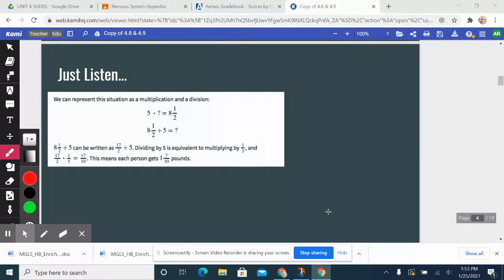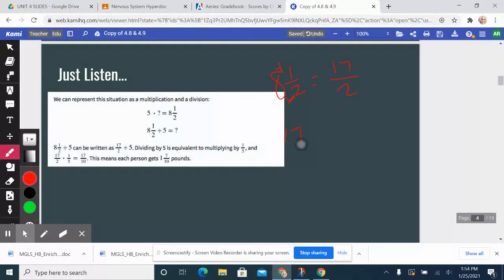We can represent this situation as multiplication and division. So 5 times a number is 8.5, I'm sorry. Then to find that missing number, you divide, right? So 8.5 divided by 5. Remember that when you have 8.5, you multiply these two, and then you add. So 8 times 2 would be 16 plus 1 is 17. So this is actually equivalent. 8.5 is the same as 17 over 2. So we would divide that by 5.